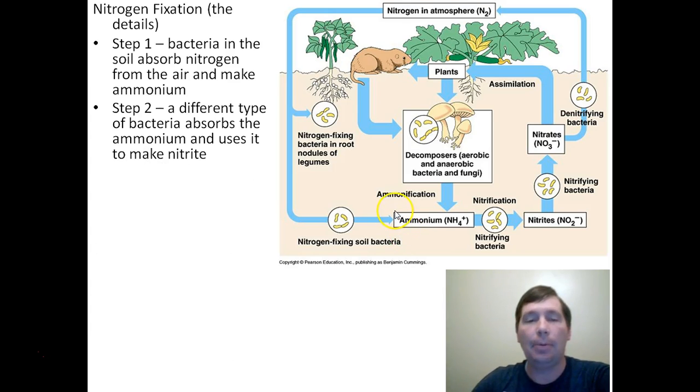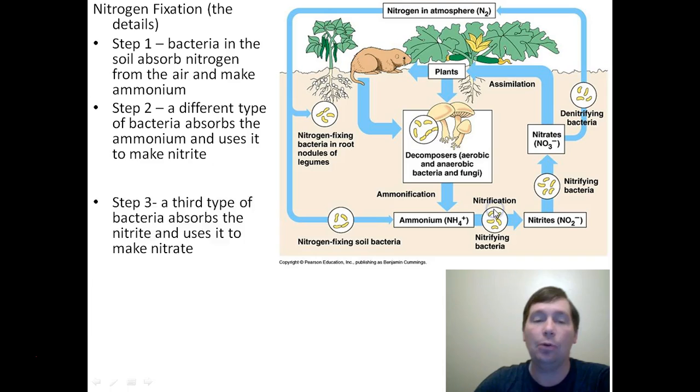Now, the next step in the process is a second type of bacteria. This is a different type of bacteria. They absorb the ammonia and they use it to make something called nitrite. So that's step 2. So step 1 is one type of bacteria absorbs nitrogen and makes ammonia. Step 2 is a second type of bacteria absorbs the ammonia and uses it to make nitrite.